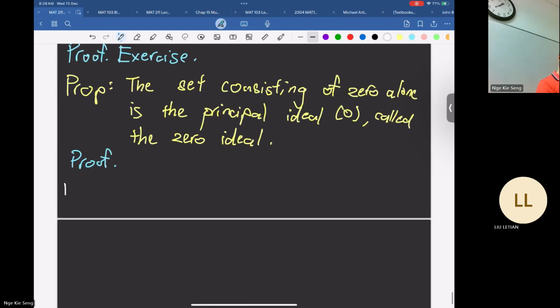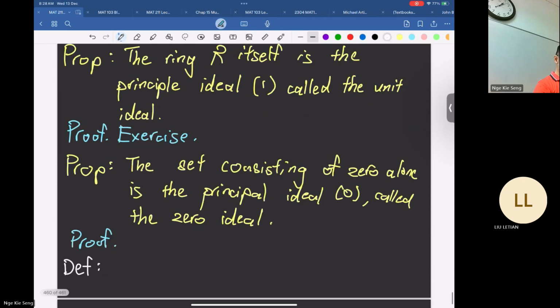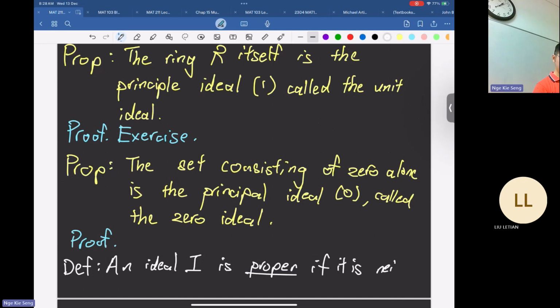And next, an ideal is proper if it is neither the zero ideal nor the unit ideal. So we'll call an ideal proper if it is an ideal in between these two. We don't want to get the whole ring. We don't want to get the trivial ring, the zero ring. We want something non-trivial between these two. Then we call it a proper ideal.